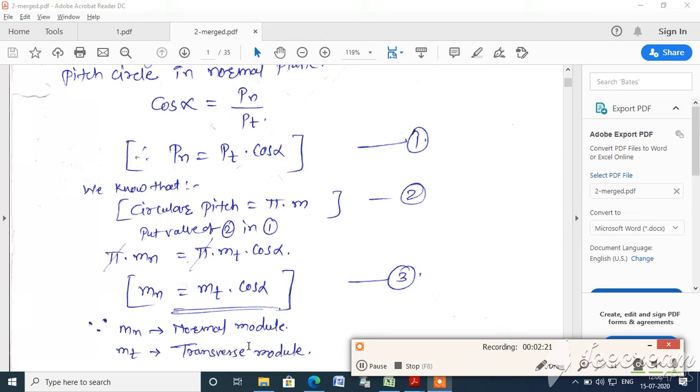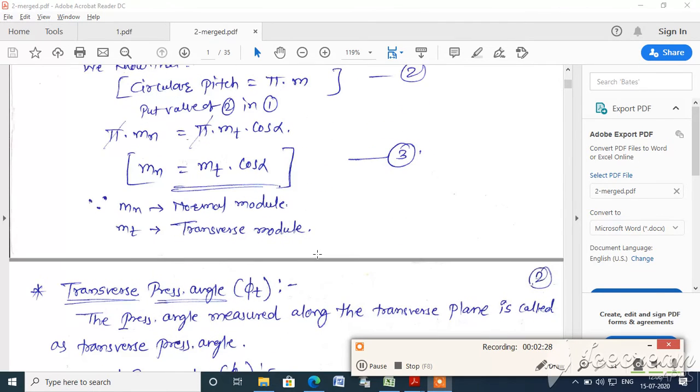Please note down this equation. This is a very important equation. So normal module equals transverse module into cos alpha.